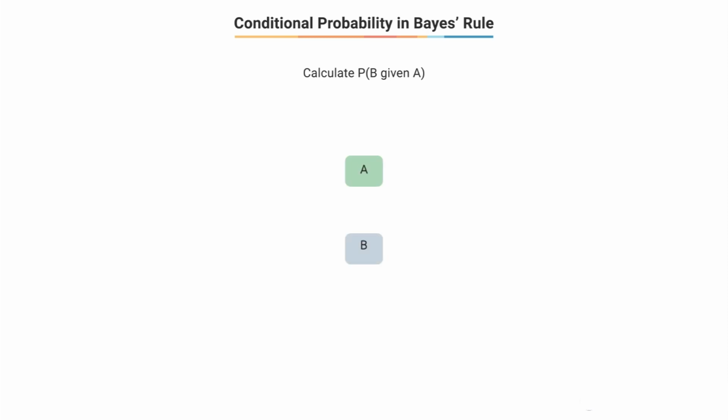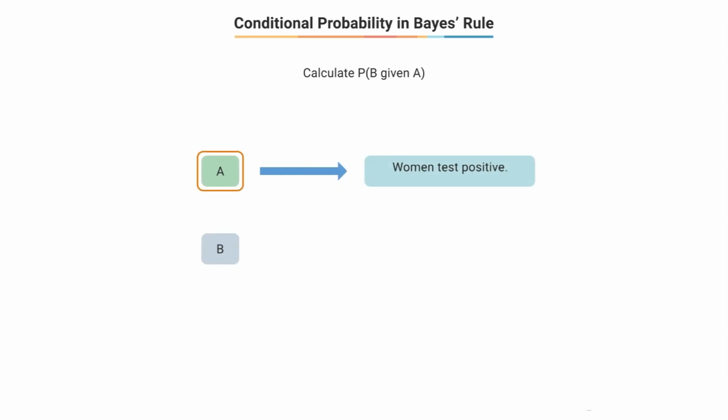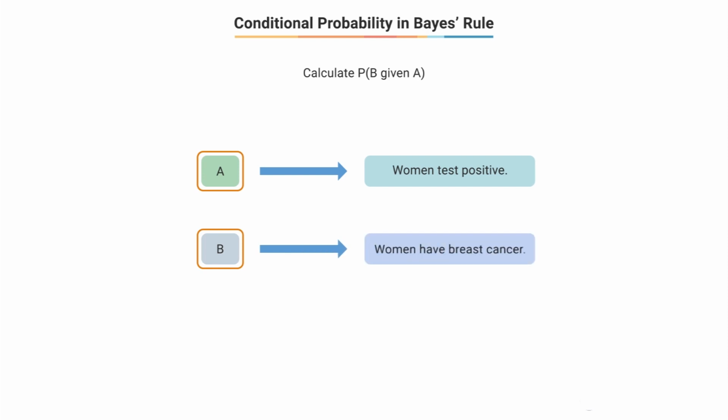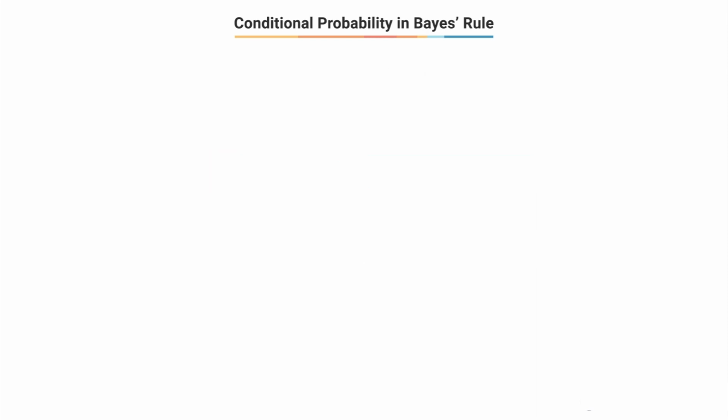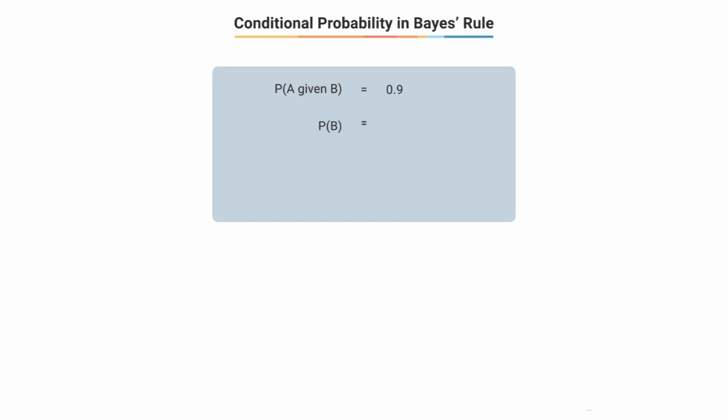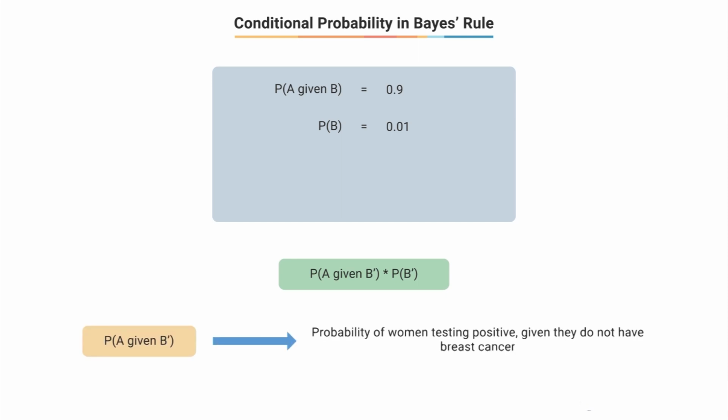What are these A and B here? Event A is the event that a woman tests positive and event B is the event that a woman has breast cancer. We already saw that we have probability of A given B equal to 0.9 and probability of B as 0.01. Now we are left with probability of A given B dash into probability of B dash. Remember that in place of having information about P(A), we instead had the information about P(A given B dash), which is nothing but the probability that a woman will test positive given the condition that she does not have breast cancer. And we saw that this value is 0.08.